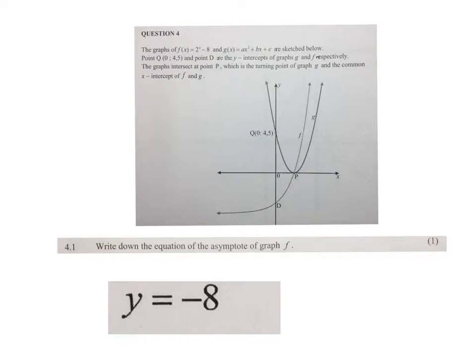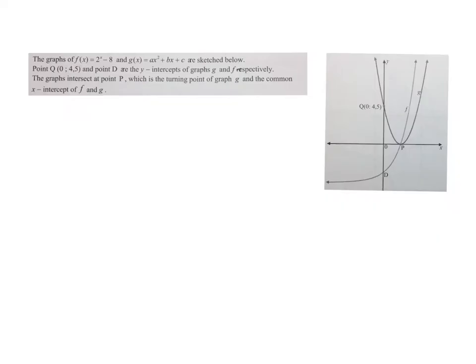The first question reads, write down the equation of the asymptote of this graph f. The answer is y equals minus 8. We see it at the back of the equation there. I just put my given here and put my sketch next door.